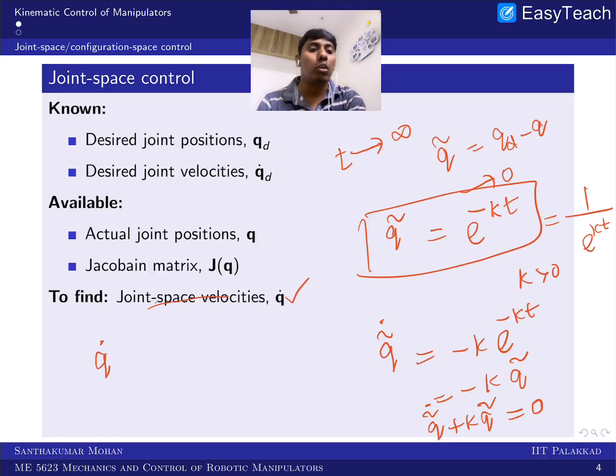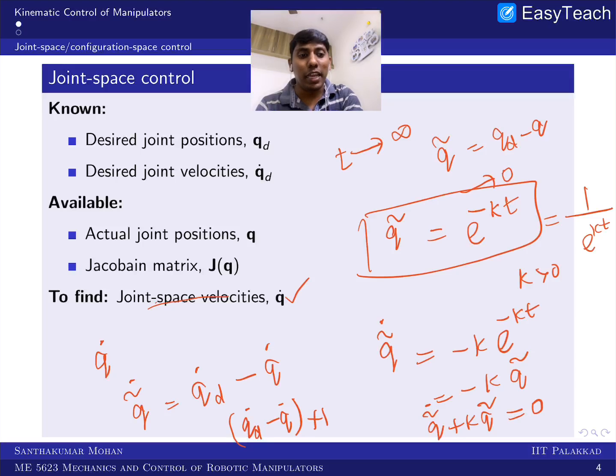Now what is your interest? Your interest is to find Q dot. So I can get Q dot the other way around. This Q tilde dot I can write as the differentiation, so Q desired dot minus Q dot. I substitute that in this equation. What I will get is Q desired dot minus Q dot plus k into Q desired minus Q equal to 0. Now my interest is to find Q dot, so I put everything else on one side: Q dot equals Q desired dot plus k into Q desired minus Q.